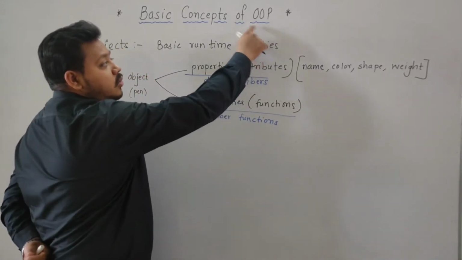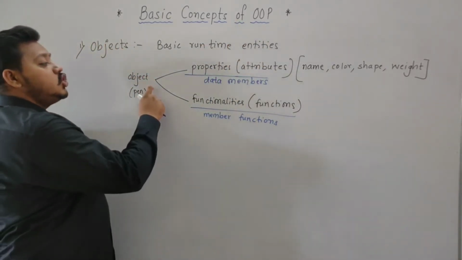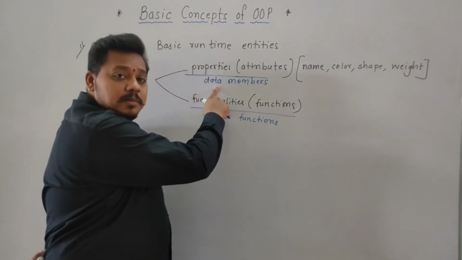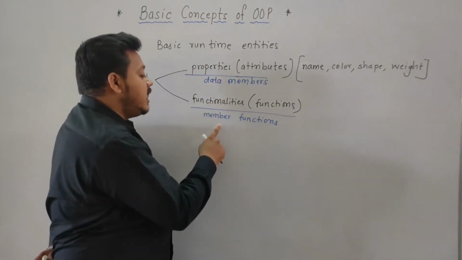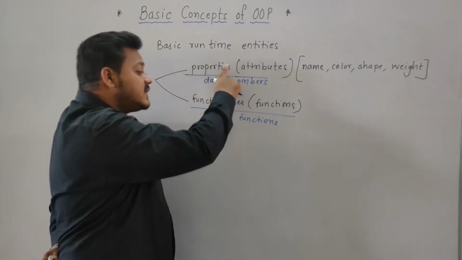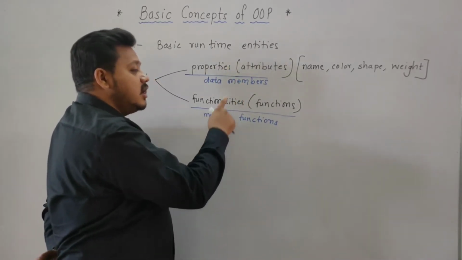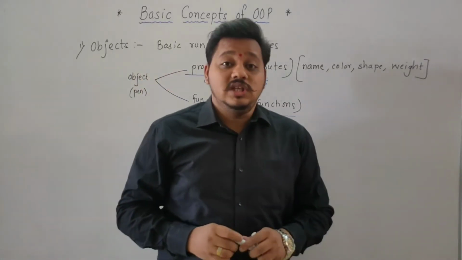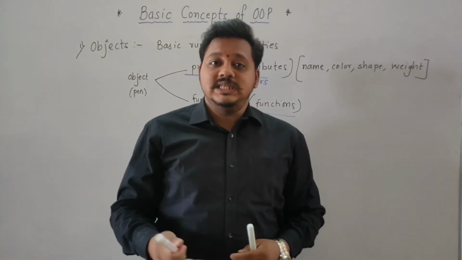So in object oriented programming, each object has some data members and at the same time it has some member functions. Data members are nothing but the properties and member functions are nothing but the functionalities. So this is nothing but the object concept in object oriented programming.